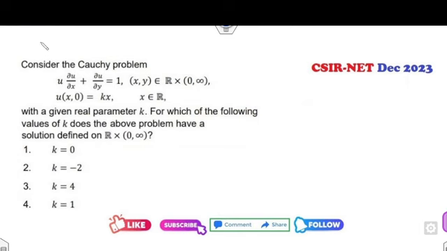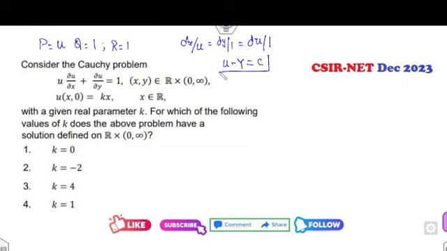It's a Cauchy problem again. P is my u, q is my 1, r is my 1. So dx over u, dy over 1, du over 1. From the last two equations, I can say u minus y is a constant. From the first and the last equation, I can say u square minus 2x is the second constant. So I can define the function phi of u minus y is u square minus 2x.